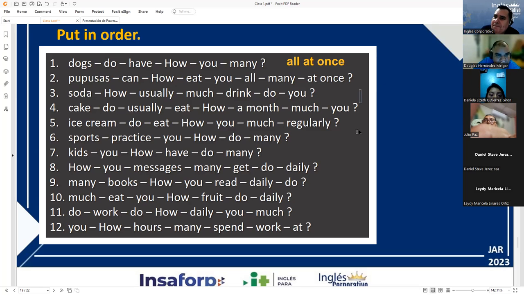Number three. How much soda do you drink? How much soda do you usually drink? Yeah, how much soda do you usually drink? Excellent. Okay, four.